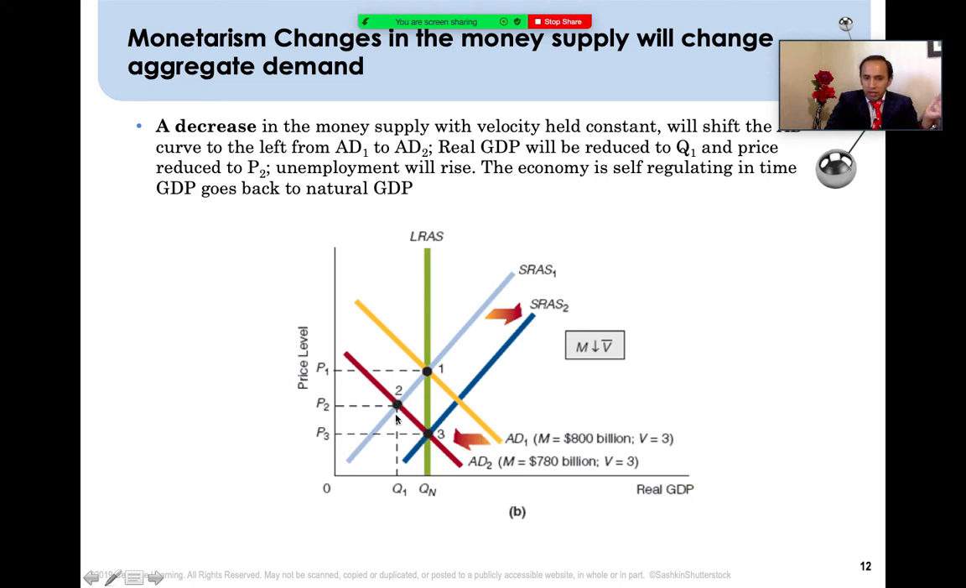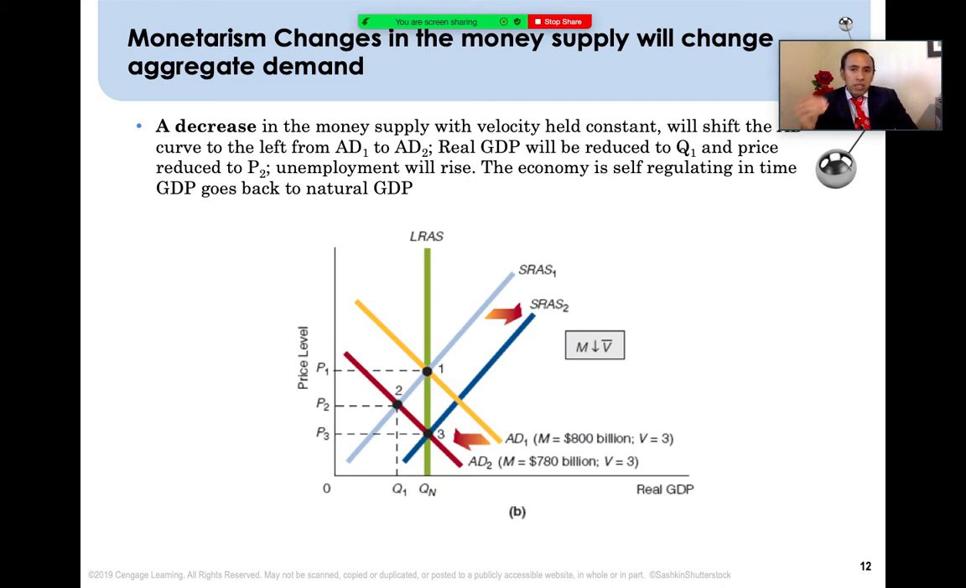That leads to equilibrium 2, temporarily a lower equilibrium. With equilibrium 2, we have a lower price at P2, and the level of GDP has declined. If the level of GDP declines from QN to Q1, closer to 0, we're looking at low output, high unemployment, and an economy that may be facing a crisis.